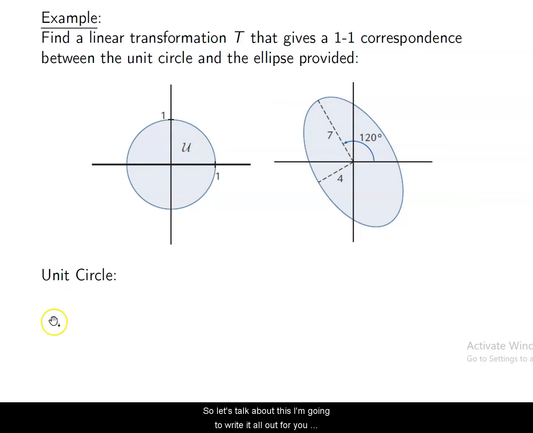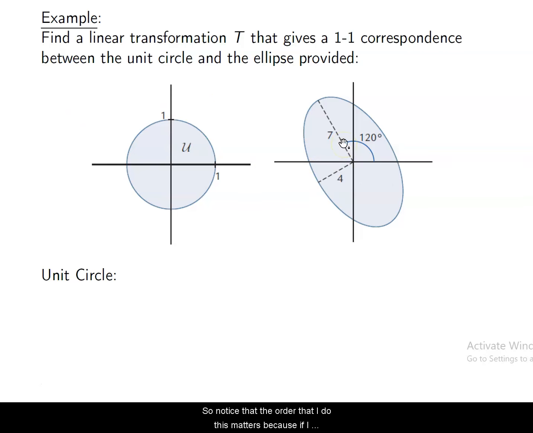So let's talk about this. I'm going to write it all out for you guys, but let's look at this. How would I transform this circle into this ellipse? If this was a piece of clay that I had, how could I mold this to look like this? Well, first I would have to stretch it out from side to side and up and down. So I would stretch it by 7 and this by 4, and then I would take that stretched oblong football and rotate it 120 degrees.